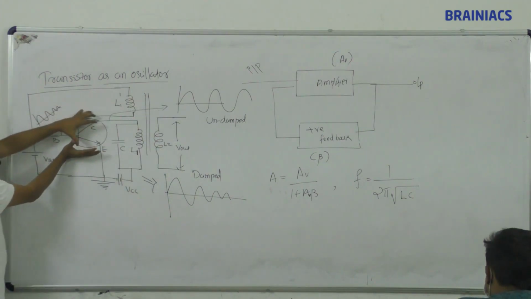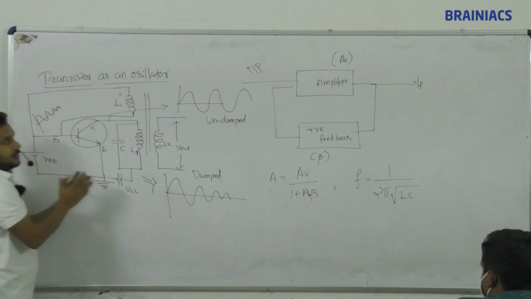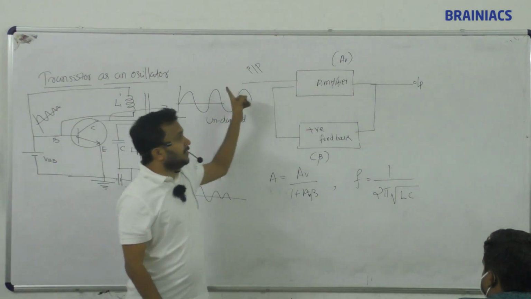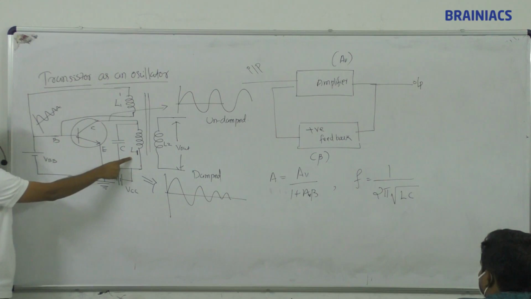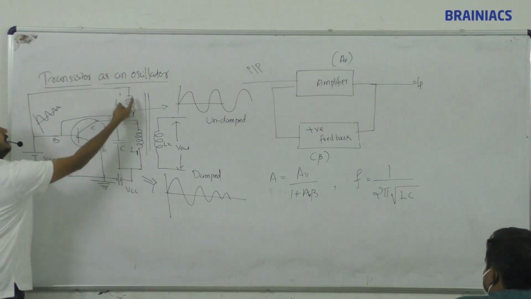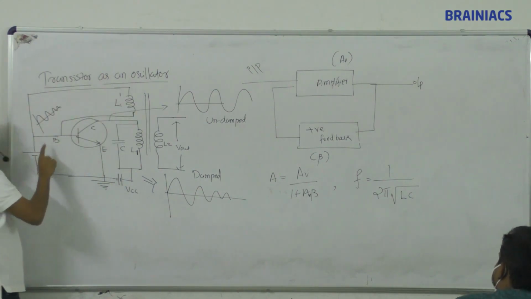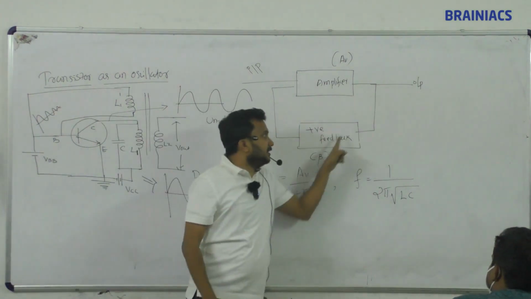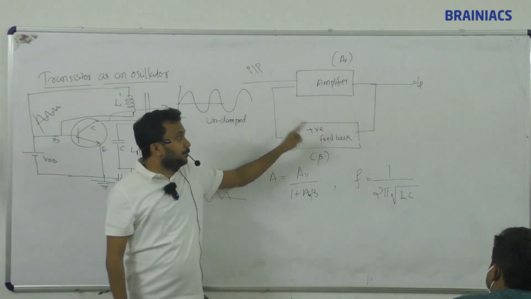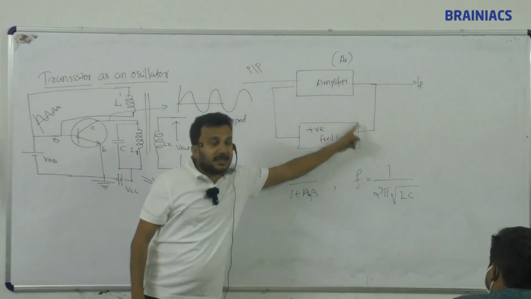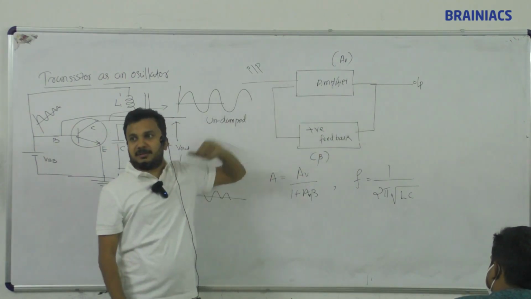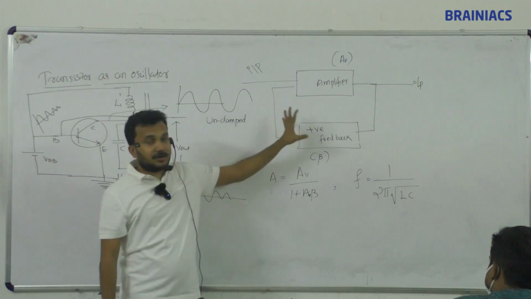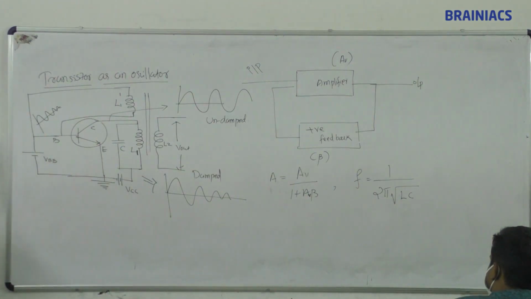And extra, what is this one? So you can see an amplifier, you are giving input, and the output of the amplifier is taken into the feedback network. So the input of the feedback network is what? The amplifier output. And this goes where? To the input of the amplifier. This is the block diagram representation.